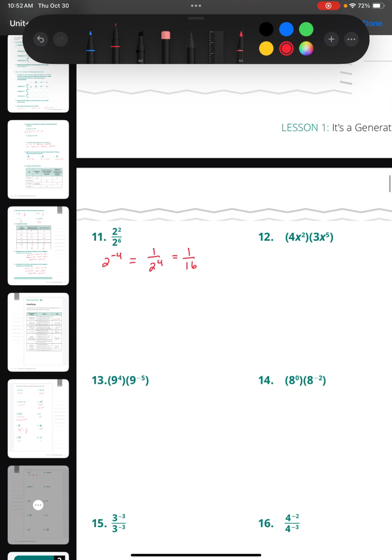Okay, 12 is back to multiplying, our product rule. So coefficients of 4 and 3. 4 times 3 is 12. And don't let those parentheses confuse you. It's the same thing as writing it out like this and expanding it out. Does not change it. So 4 times 3 gives us 12, and then we add those exponents 2 and 5 and get x to the 7th.